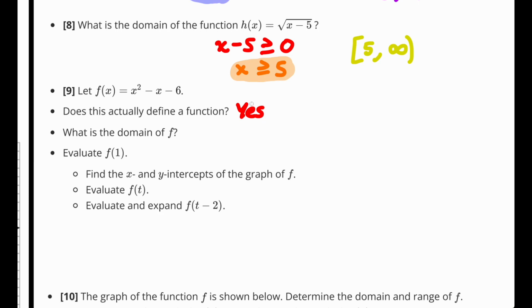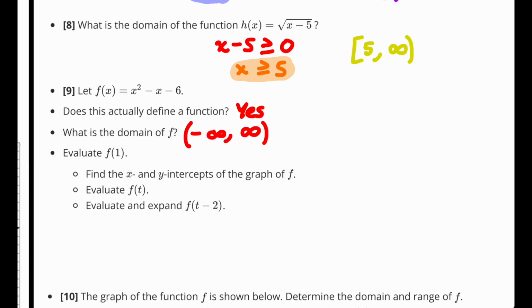If you plug in 2, you're going to get one specific number. You're only going to get one number out for any x value that you plug in. What is the domain? It would be from negative infinity to positive infinity. It is important to note that you have to use parentheses with the infinity symbols. You can't use brackets because you can't include infinity, because you can't actually get to infinity.